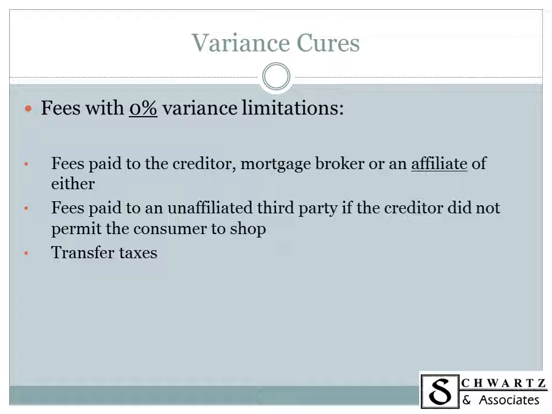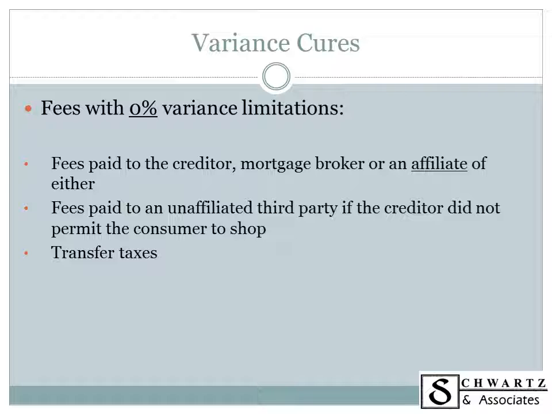And last but not least, we're going to move into everyone's favorite, the 0% variance category. We have any fee that's paid to a creditor, mortgage broker, or an affiliate of either one. We have fees paid to an unaffiliated third party that the consumer is not permitted to shop for, and transfer taxes.